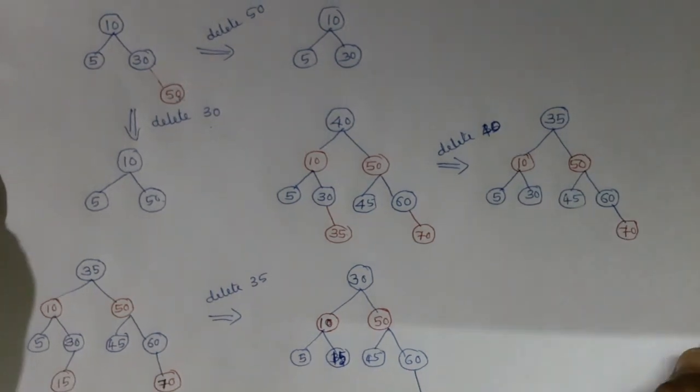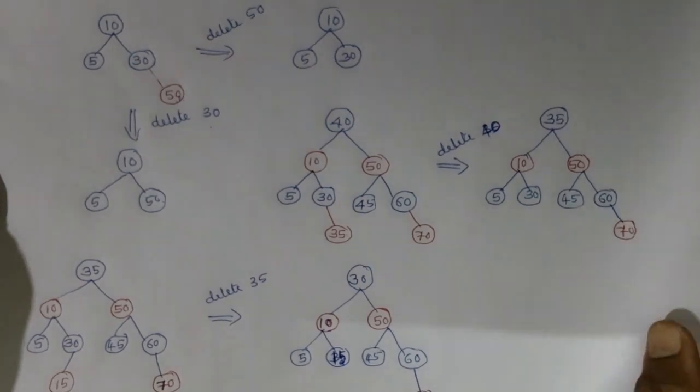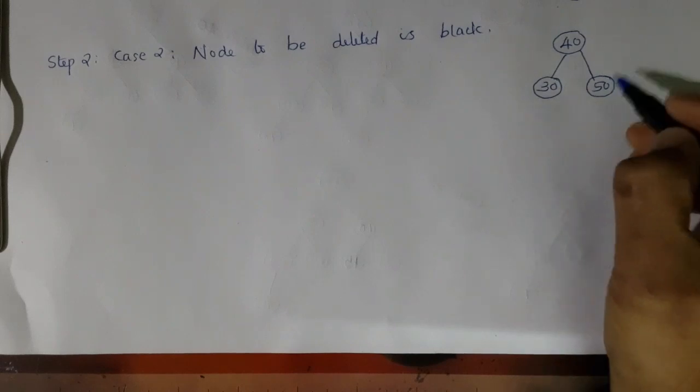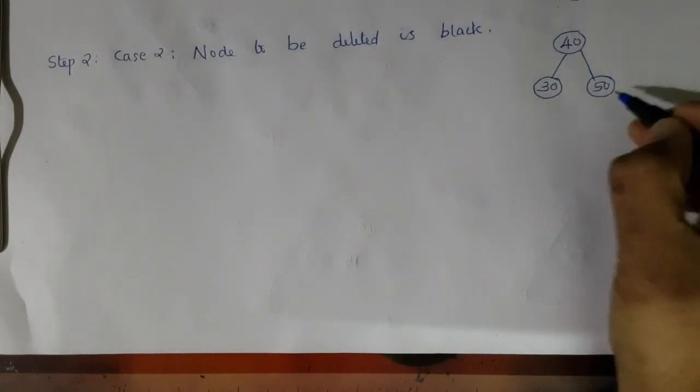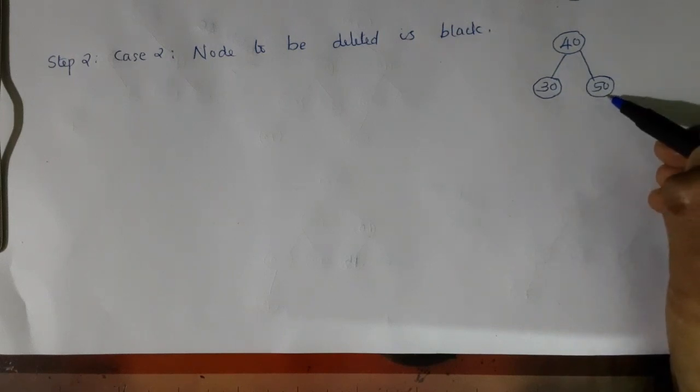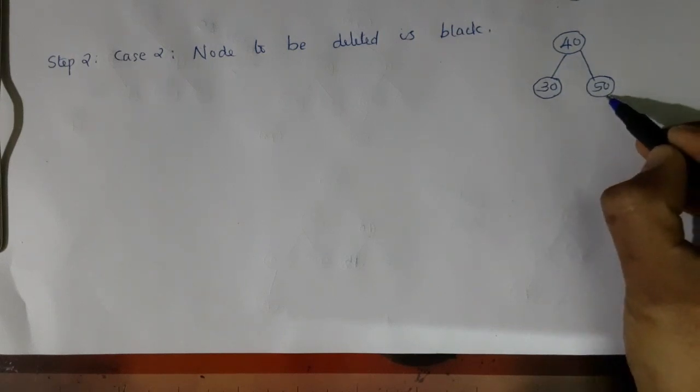So this is the simplest case. Node to be deleted is red node, and just delete it. Second case is node to be deleted is black. Consider this example. 40 is the root node, 30 is the left child, and 50 is the right child. Our aim is to delete 50.